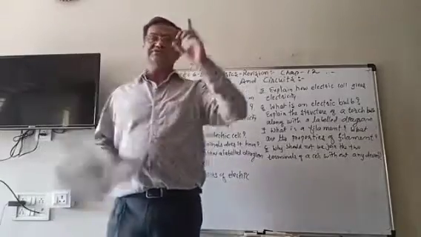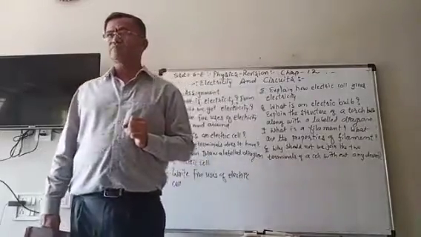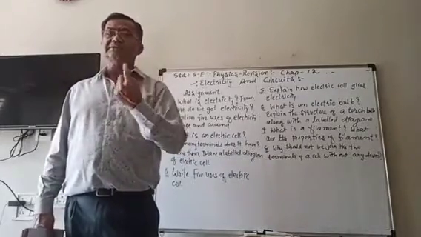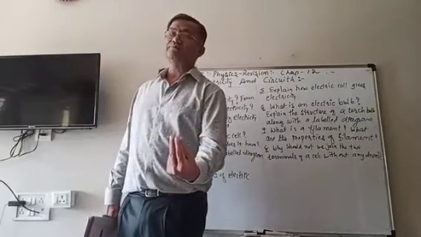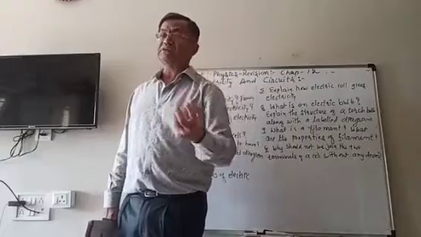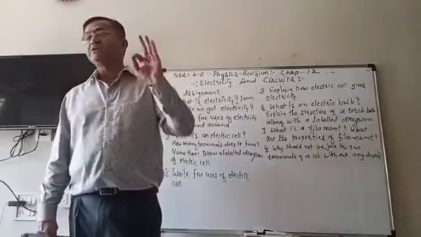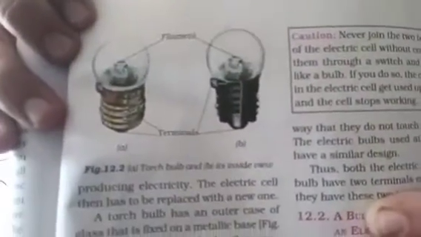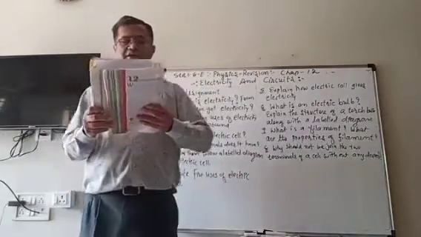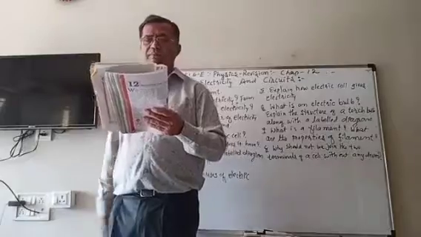So the filament is joined with the two thick wires. One is attached to the metallic cap around it, and the other to the metallic tip at the bottom. These are the two terminals of the bulb, as shown in this figure. You can see that A and B are the two terminals here, and in between there is a filament. That is the construction of the electric bulb.